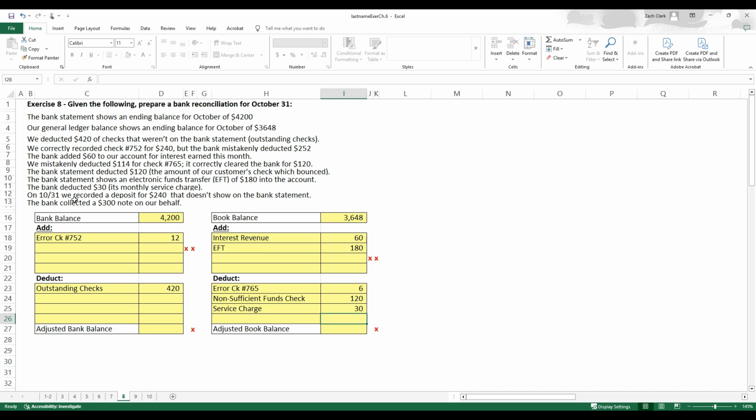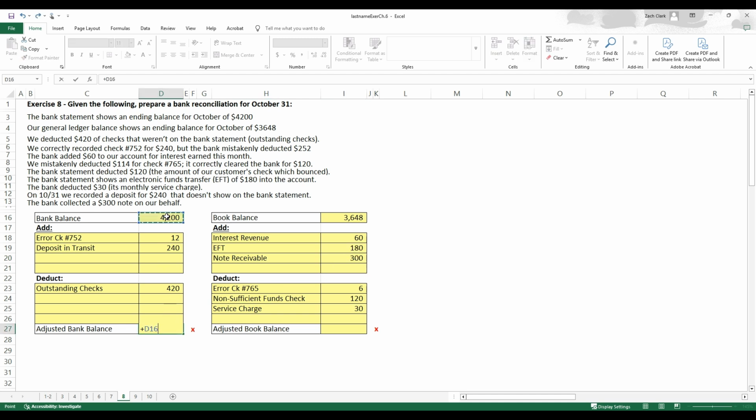$30. On 10/31, we recorded a deposit for $240. So we have a deposit in transit, I should say. So $240. So just a timing issue again. A lot of times, like we said, it's the very last day of the month, so it takes a day or two to process a deposit. Usually just one day, but okay. And then the bank collected a $300 note on our behalf. So we got some cash for a note receivable payment, and we're good to go.